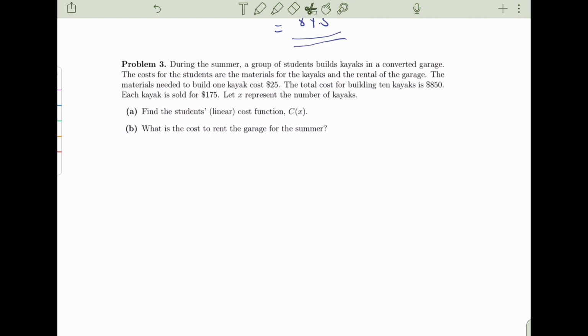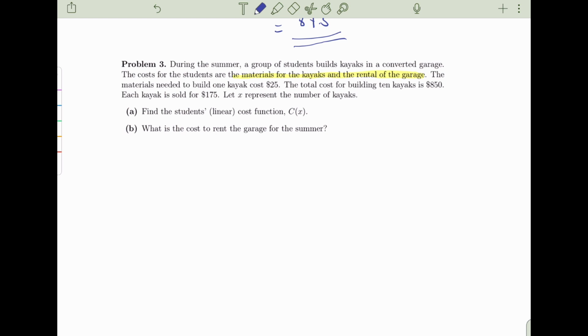So it does not matter how much you actually build. Even though you're not building anything, you're doing nothing, you still have to pay for the rental of the garage. Right? So this sentence is very important: materials for the kayaks and the rental of the garage. So keep this in mind: 2 separate parts of the cost.